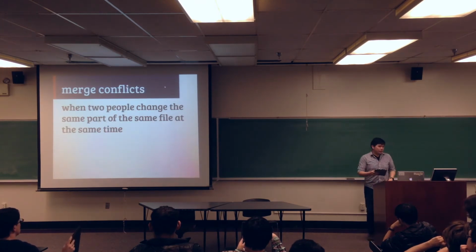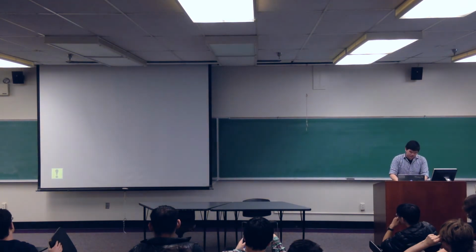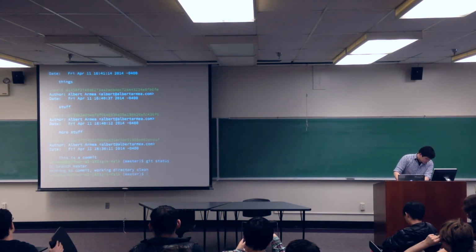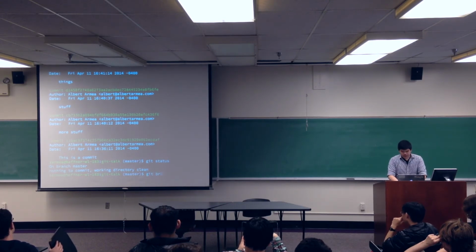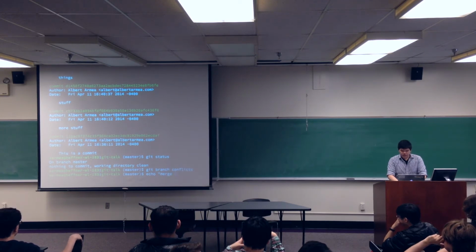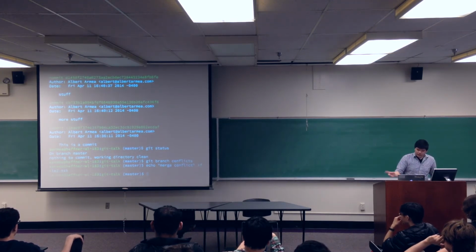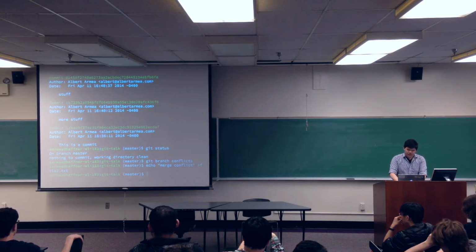So, merge conflicts happen when two people change the same part of the same file at the same time. So, let's show a merge conflict. We want to make a file. Okay, so git branch conflicts. I just need to create a new branch, and then I want to write merge conflict. Okay, so now we have a file 2 with the content merge conflict, and now we want to commit that in master.